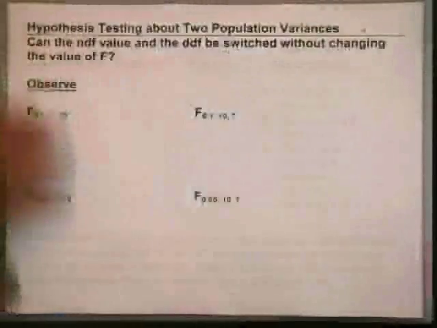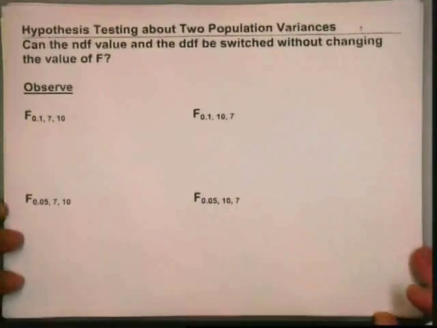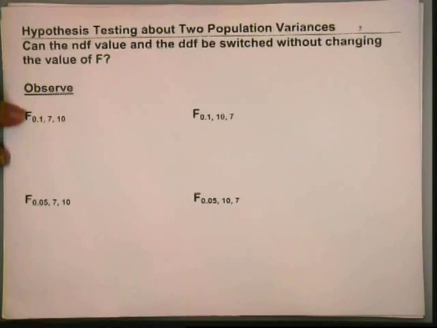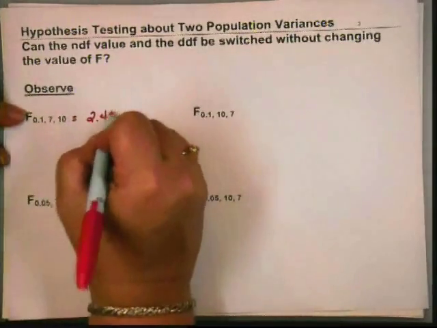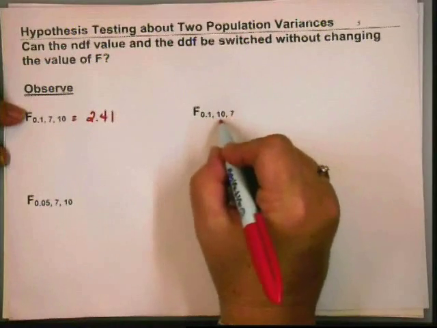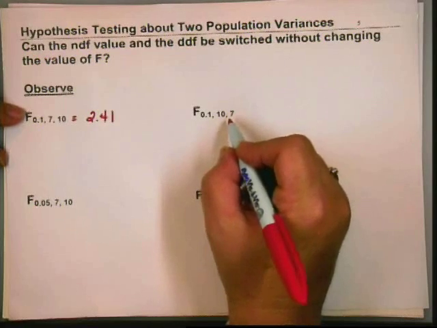The F distribution is not symmetric in those degrees of freedom arguments, so we can't switch those. So we had the 0.1 right-hand area with 7 numerator degrees of freedom and 10 denominator degrees of freedom. That was equal to 2.41. What happens if you have those reversed? 10 numerator, 7 denominator degrees of freedom. That is a different distribution.